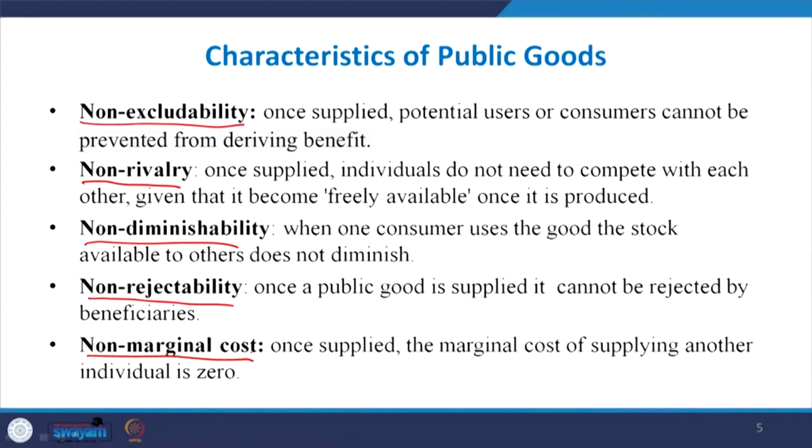These are the main characteristics of public goods, and based on these characteristics you can identify certain kinds of goods which fulfill them, and if the goods fulfill these characteristics, then you can say these goods are public goods. Like a road is a public good.